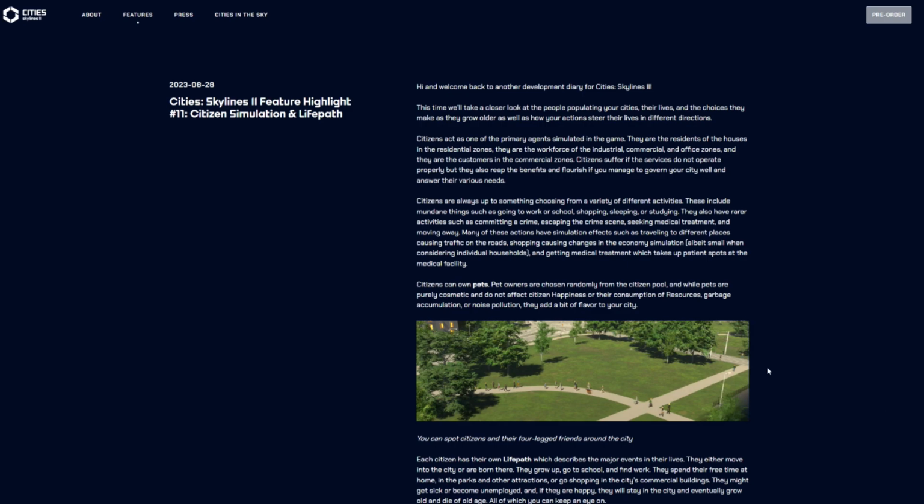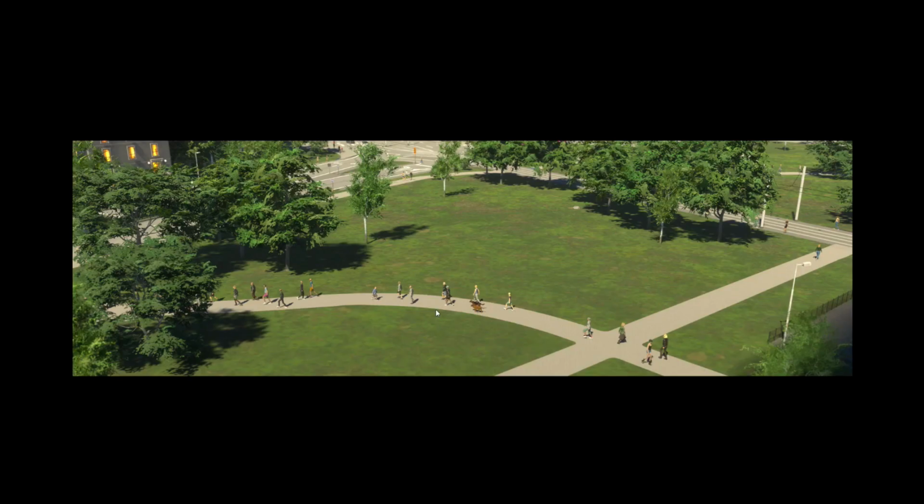We get our first image here saying you can spot citizens and their four-legged friends around the city. And then we can see a bunch of people walking, a bunch of pedestrians here. And it looks like this one dude in particular has two dogs that he's walking, which is cool. Although I guess those dogs could belong to any of these people. I don't know exactly how far they walk behind them, beside them, what have you.